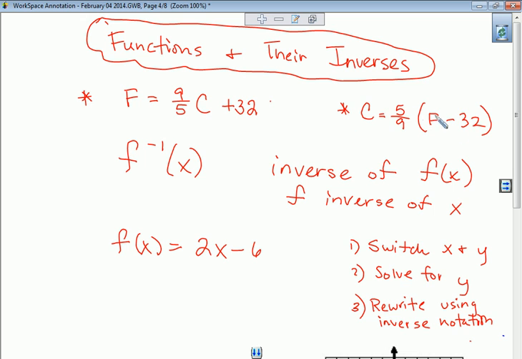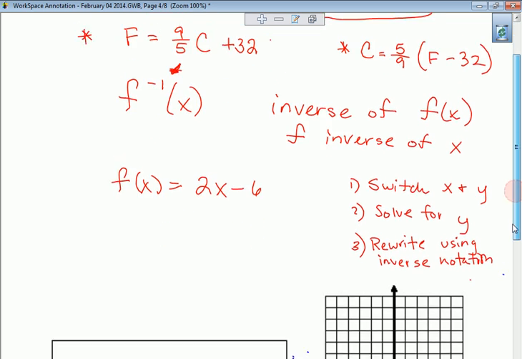So, all right, here we go. Inverse notation. This little negative 1 is telling us this is the inverse of f of x, or f inverse of x. So when we talk about the inverse of the function f of x, this is how we would symbolically denote that. Got it?